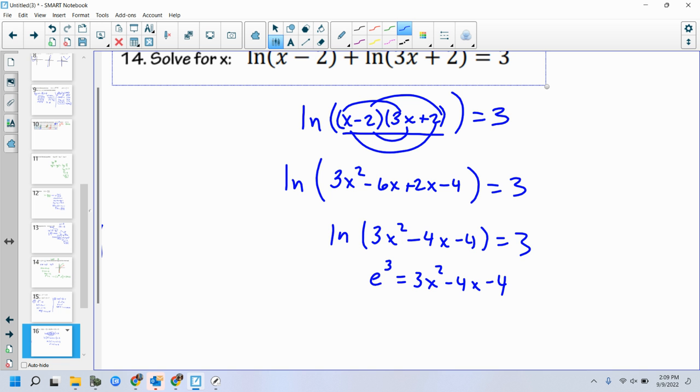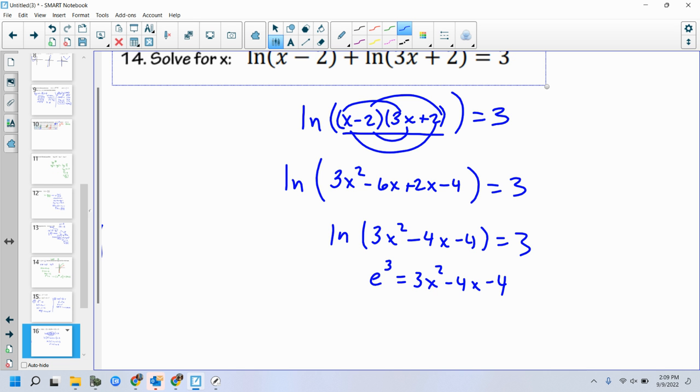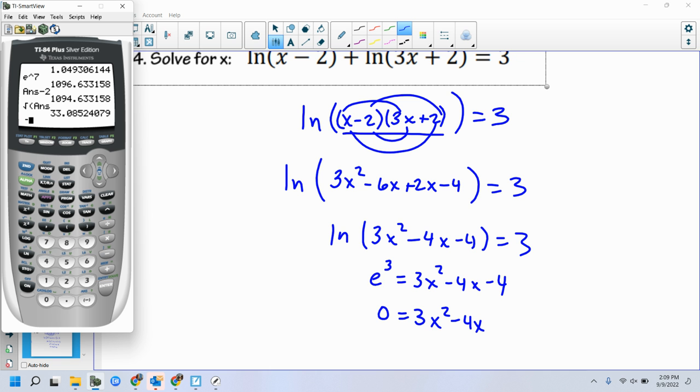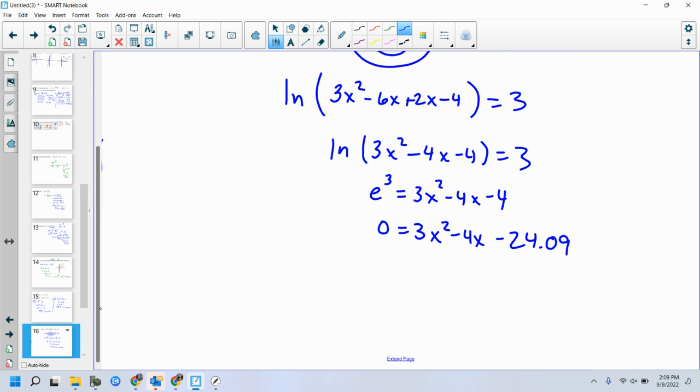Did I give you a quadratic? I gave you a quadratic formula. I said I wasn't going to. We've got, subtract that over. 0 is equal to 3x squared minus 4x. I'm going to have negative 4, and then I subtract e to the third. Negative 24.09. What did I use? Yep, negative 24.09. And I have to do the quadratic formula.